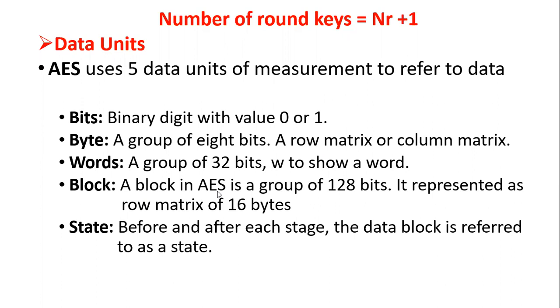Block. A block in AES is a group of 128 bits. So it is represented as a row matrix of 16 bytes. State: before and after each stage, the data block is referred to as state. Hence, state represents the data before the operation and after performing the operation. So before and after each stage, the data block is referred to as state.